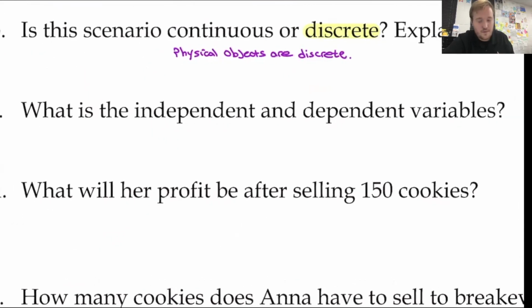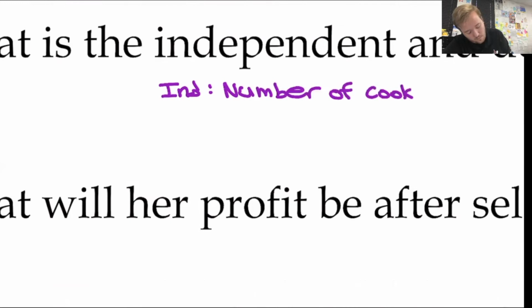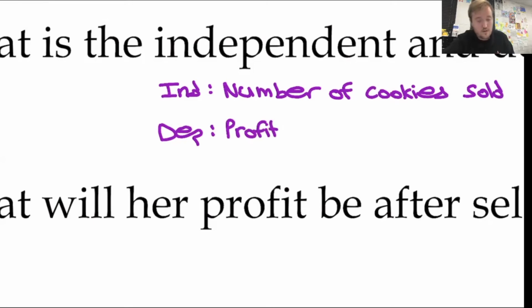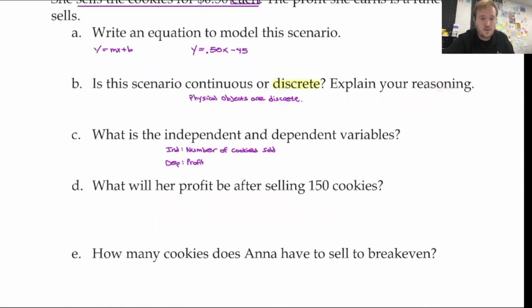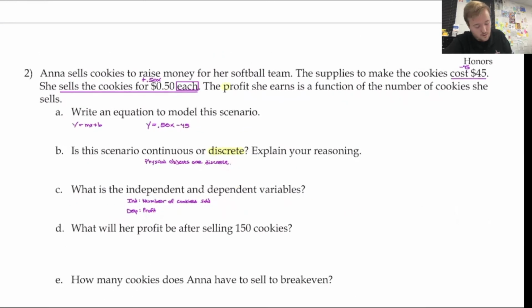All right. Let's see if I can get this one right. So the independent and dependent variables. In this case, the independent is going to be the number of cookies sold. And your dependent is going to be the profit. So if you need a little bit of a hint as to what the independent and dependent are, look at your initial problem. The profit she earns is a function of the number of cookies she sells. Those are your two variables.